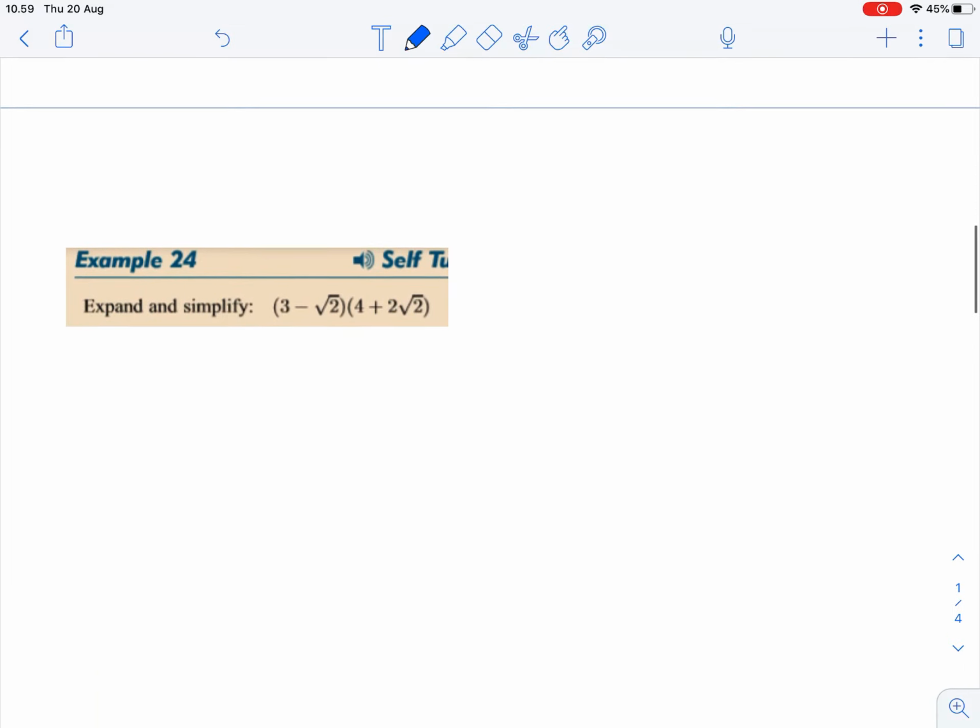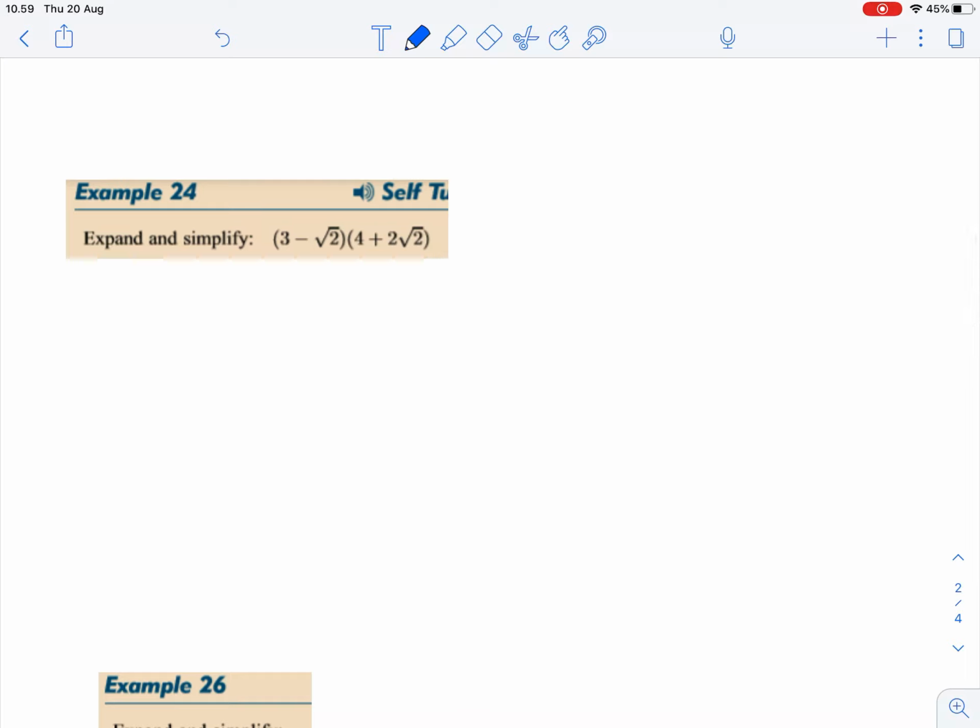All right, let's see another example. Here now I have a binomial because I have 1, 2. Remember, a binomial is just two terms in an expression. It's a binomial times another binomial. And we can use FOIL for this.